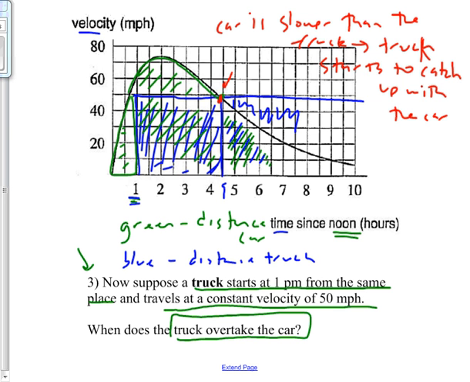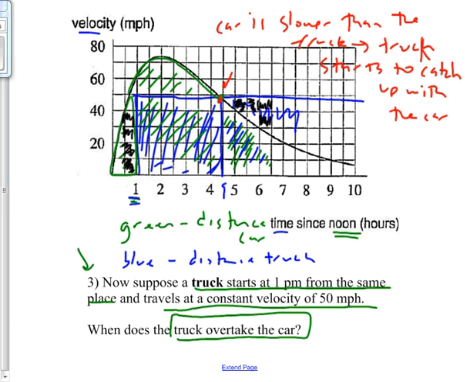And so what we need to do then essentially is match all of these boxes. That was a distance that the car did that the truck didn't do. And now it's matched. Now the truck has made up that distance. Here is a distance that the car went that the truck didn't go. And now the truck has done that. So if we just match up all these boxes, we'll be able to find out when the truck catches up to the car, or when their distances are equal.